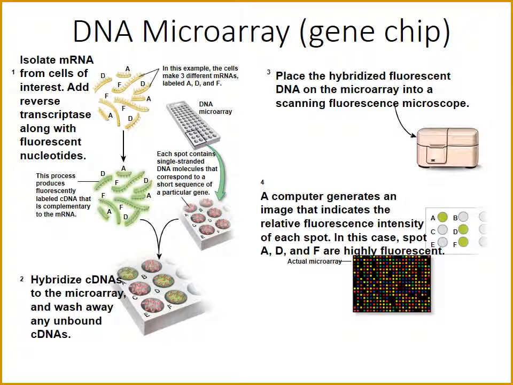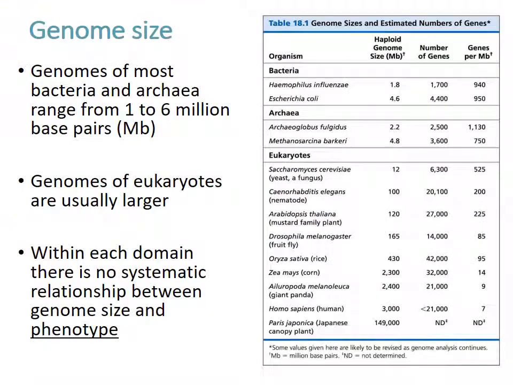So here's just a few more images about DNA microarray. This is showing you would isolate mRNA from cells of interest, add reverse transcriptase, produce complementary DNA, or cDNA, and those would hybridize to the microarray gene chip. You put it in a scanning fluorescence microscope, and you get a really cool image that shows you which genes are overexpressed or underexpressed, or which cell types express which kinds of genes.